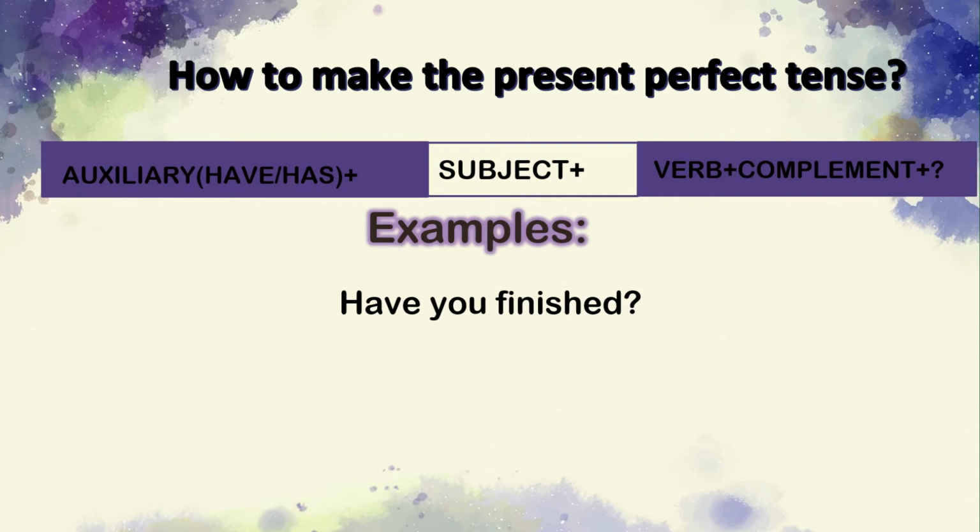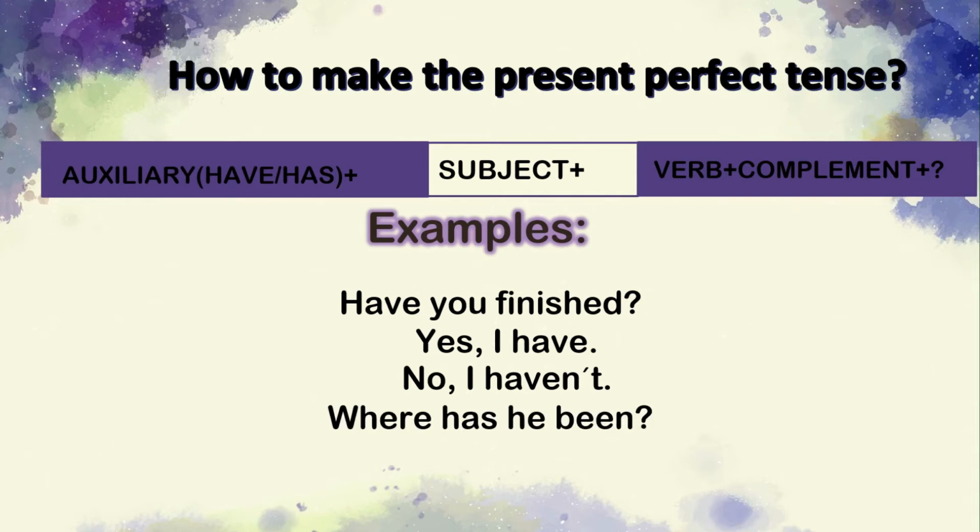So first you have the auxiliary, have, then the subject, you, and finished, that is the verb in past participle, and also the question mark. This is a yes, no question, right? So the answer will be, yes, I have. This is an affirmative one, right? Yes, I have. Or the negative one, no, I haven't, right?